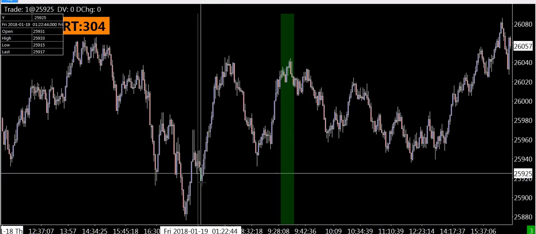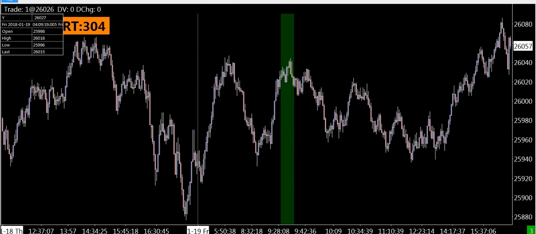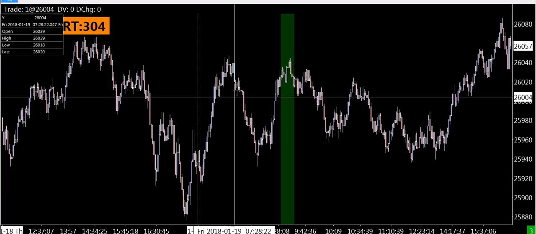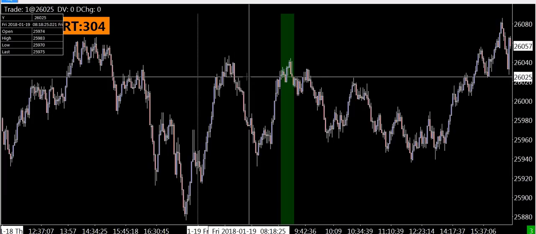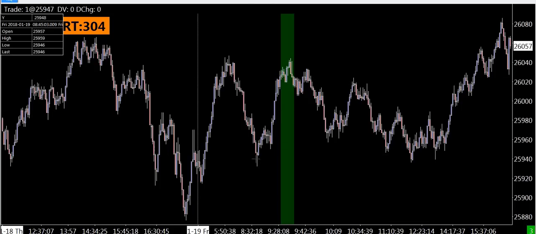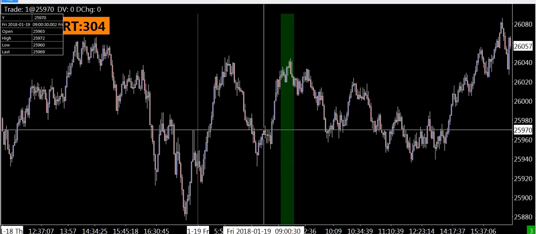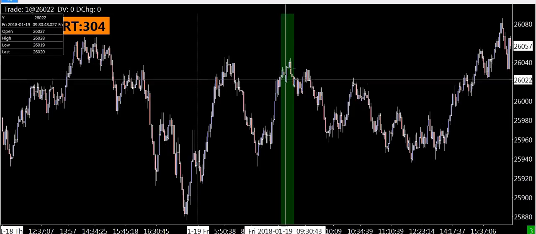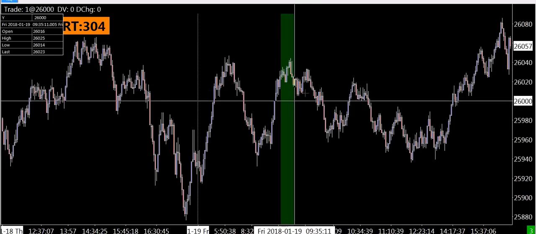A higher high, and then it makes a higher low, and then a higher high, and then a higher low, and then a higher high, and then a higher low. And then over here it doesn't make a higher high, and then it makes a lower low, and it makes a lower high, but doesn't make a lower low, and then it makes a higher high and a higher low, and a higher high, then it makes a lower low and a lower high.